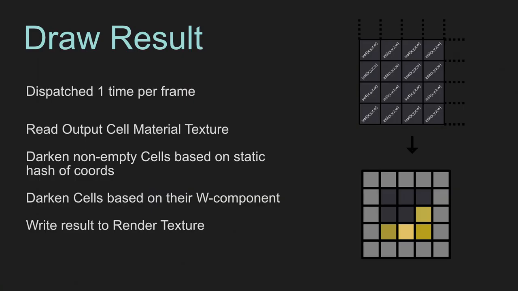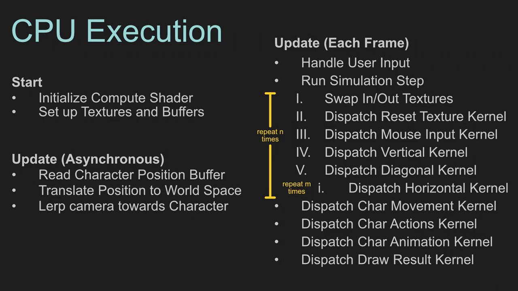The final step is the draw result kernel. This reads the frame's output material texture and draws pixels in the render texture based on the simulation state. Each material type has a baseline color that is darkened slightly based on the static hash of its coordinates. This gives some visual texture to the world so everything isn't just one flat color. The darkening in each cell's W component is also applied here. Since each cell carries its darkening component as it moves in the world, cell staining is persistent, reversible, and unique to each cell. And that's it for the compute shader itself.